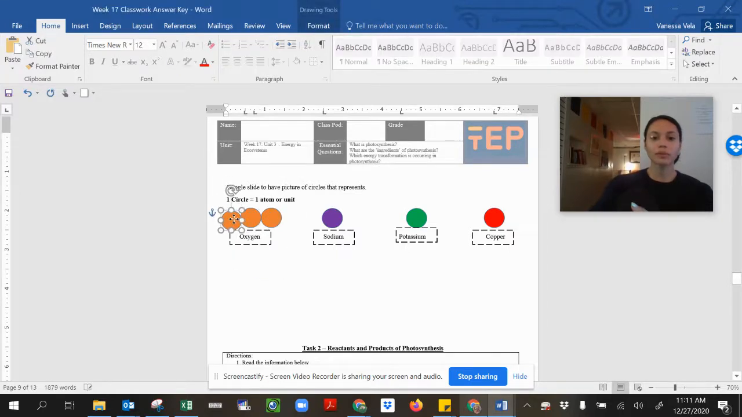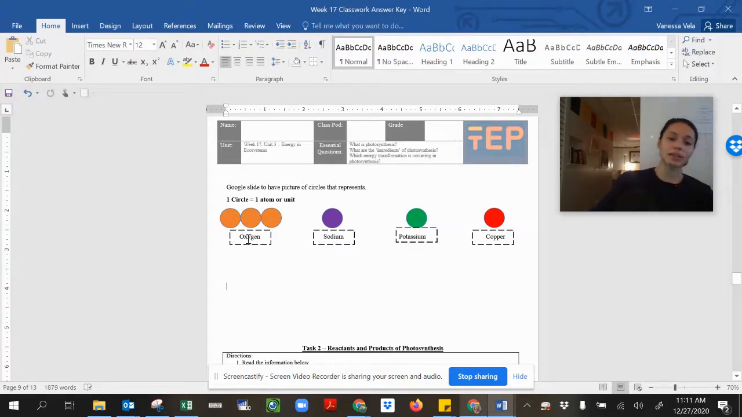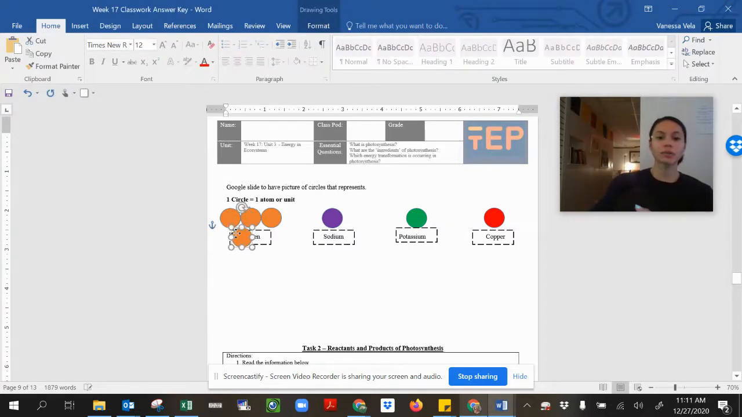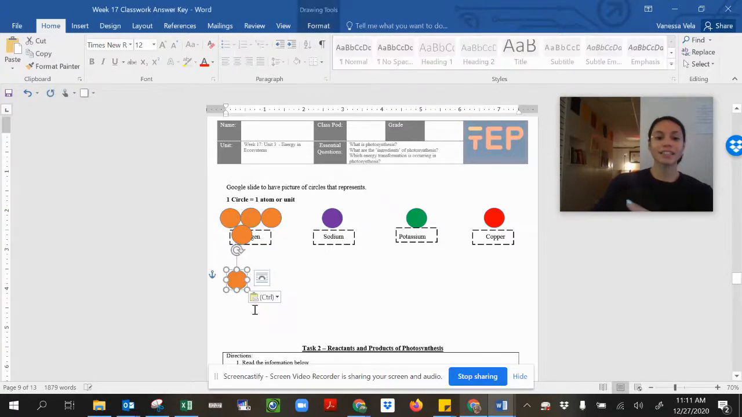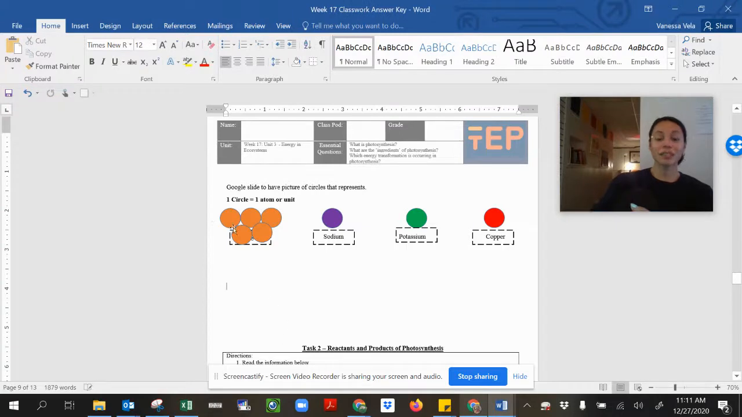Is this a molecule? Yes, it's just 3 or more of the same atom. Is this a molecule? Yes, it is. What about this? Is this a molecule? Yes, it is. It's 2 or more of the same atoms. It says 5 atoms of the same kind, so that is a molecule.